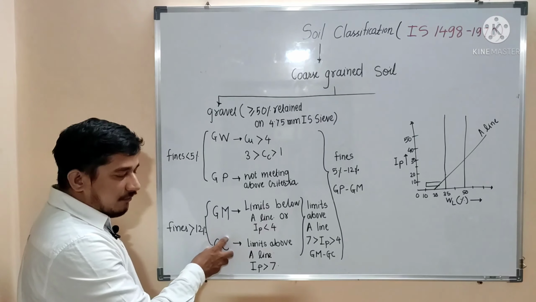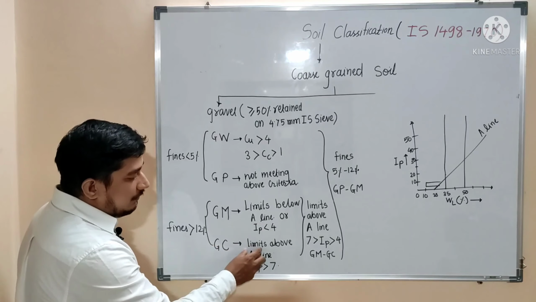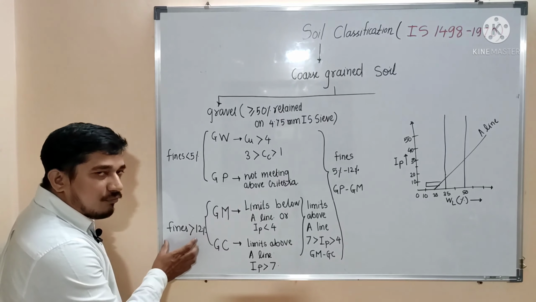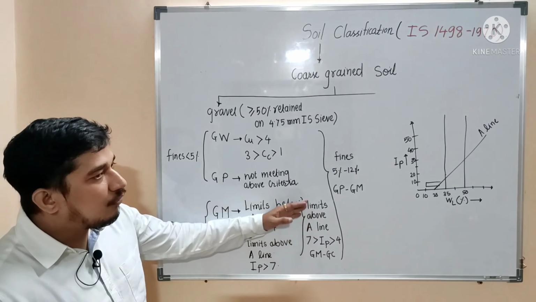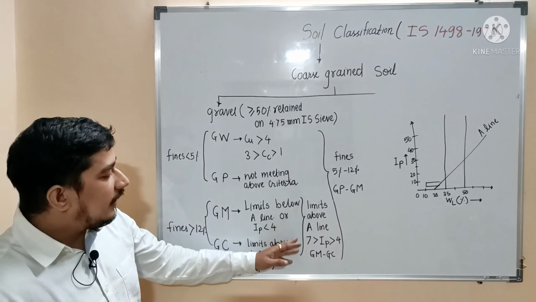We call it clayey gravel when the limits are above the A line. This part is nothing but clay, so it can be termed as clayey gravel. Also, when IP is greater than 7, it can be termed as clayey gravel, provided the percentage of fines is more than 12%. But in some cases, the percentage of fines is more than 12%, the limits are above the A line, and IP is between 4 and 7. In such a case, we give a dual symbol, both symbols, like GM and GC.